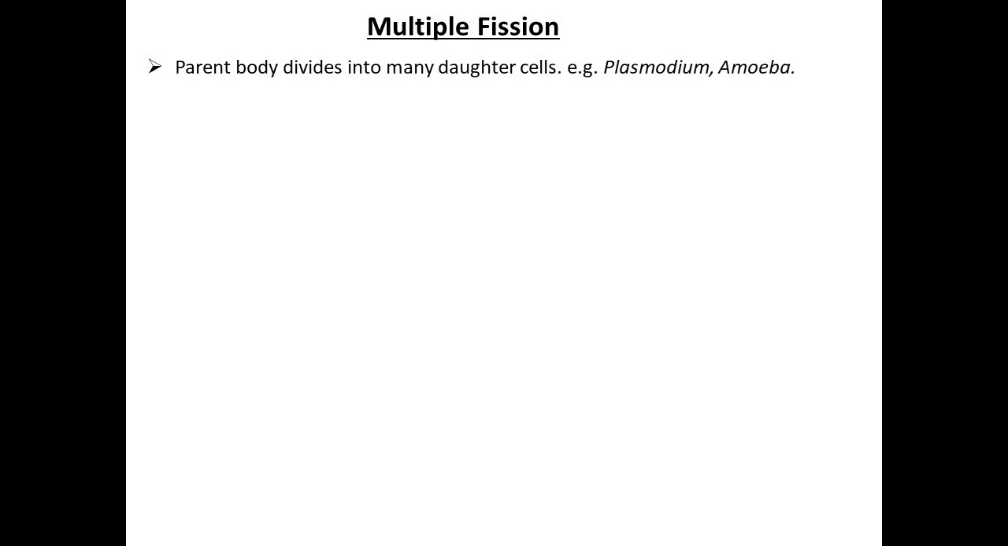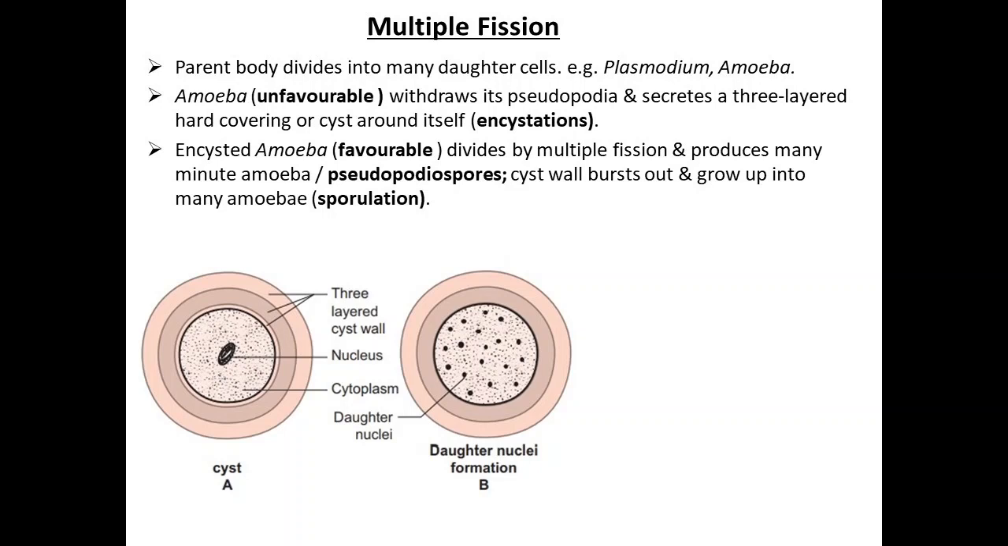Amoeba, during unfavorable conditions, means when no water is there, at that time develops a 3-layered cyst wall, as you are able to see in the diagram. I'm repeating, it develops a 3-layered cyst wall. And this process is called encystation. And in this condition, their nucleus divides by multiple fission many times.